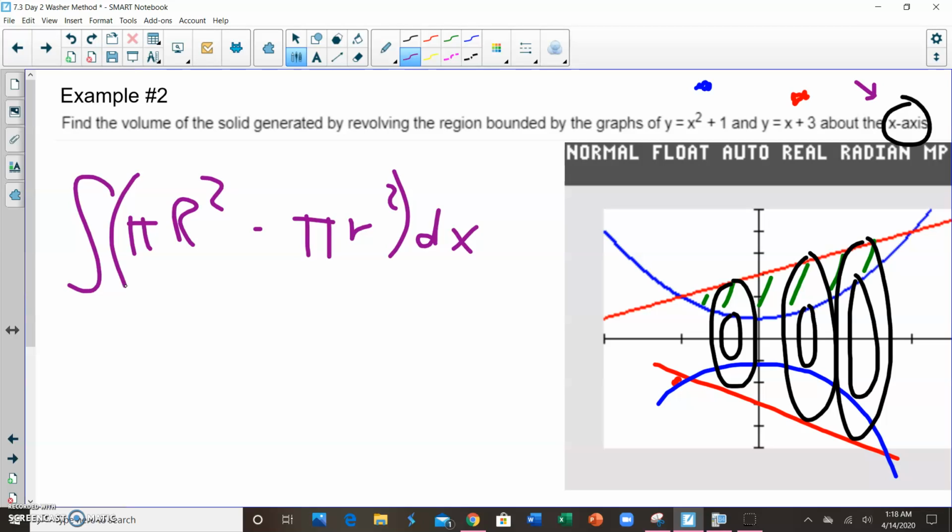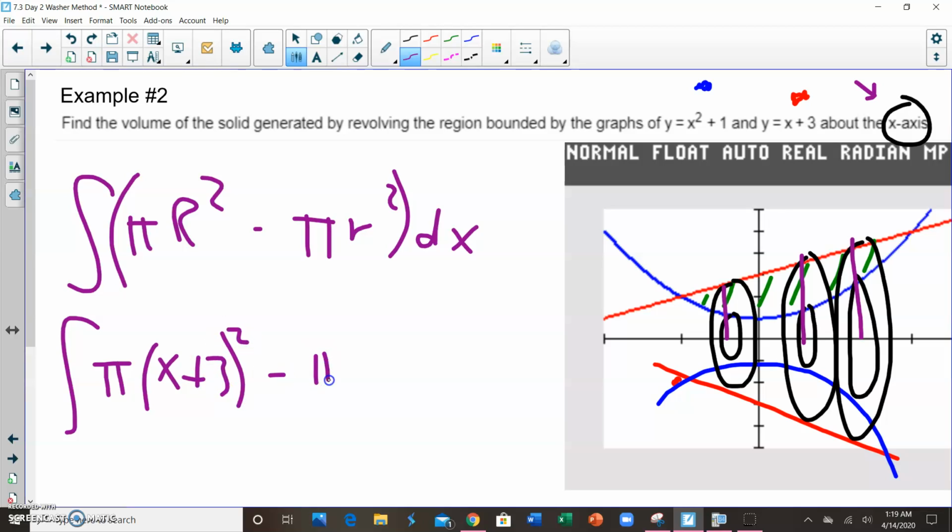All right, so we are going to integrate pi times, what is my outer radius? My outer radius is right here. So the outer radius is always the red curve. That's going to be (x plus 3) squared minus pi.